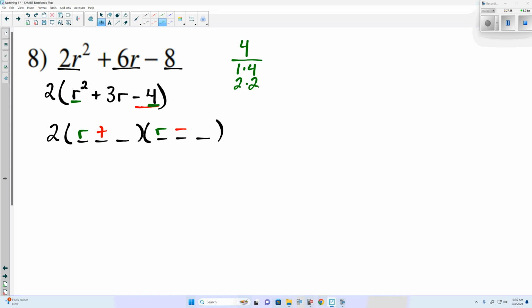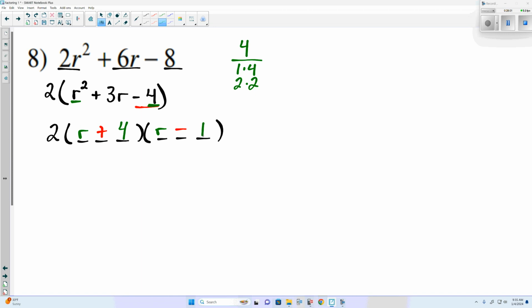Factors for 4 are 1 and 4, 2 and 2. Which one do we want to try first? 1 and 4. Because if we did do 2 and 2, the middle term would actually be 0, because we'd have positive 2r and negative 2r. So I heard 4 and 1. We could do 1 and 4.